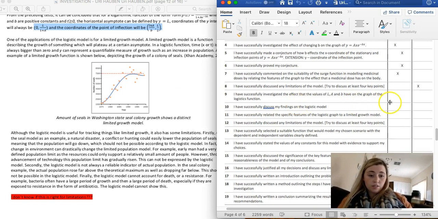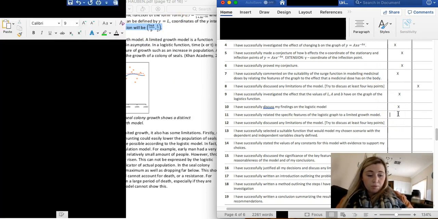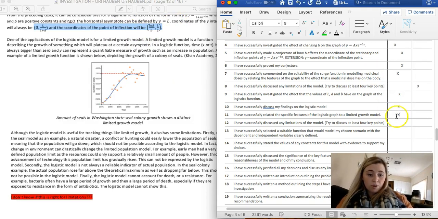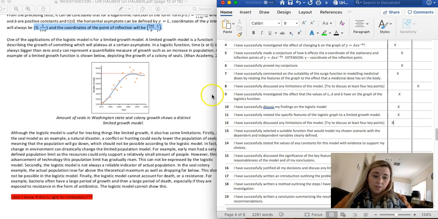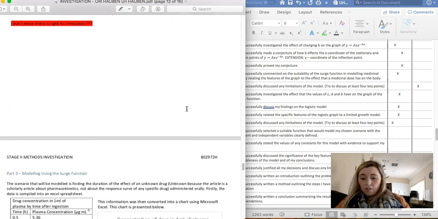So, successfully investigated the effect of values of A and B. I think that's good. Just might need to see a bit more maths. You have discussed your findings, but we maybe need a little bit more discussion, especially around those sections that I discussed. Could probably add a bit more depth to your limited growth model, but I think your limitations are good. So well done on that. Now let's go and have a look at part 3.